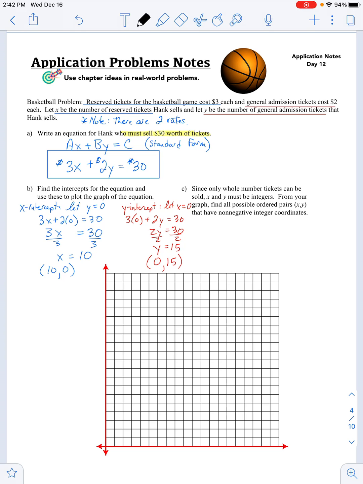So down here, I'm going to put this x-axis. If we go back and look at how the variable was defined, this is the number of reserve tickets sold. Over here is the number of general admission tickets sold. We are going to want to make sure that we do plot our x-intercept and y-intercept respectively.